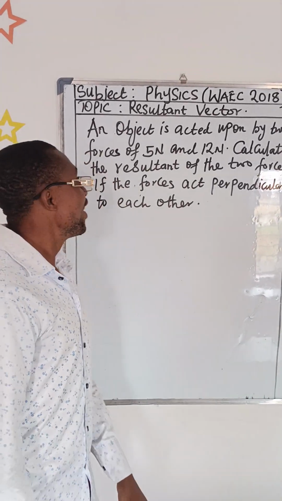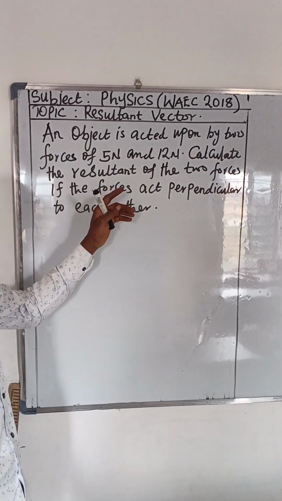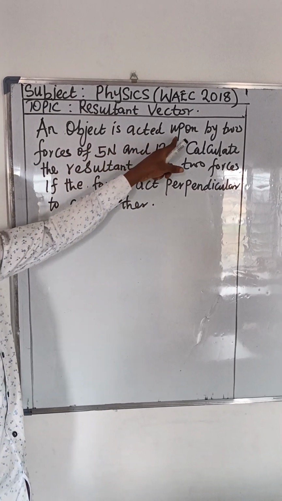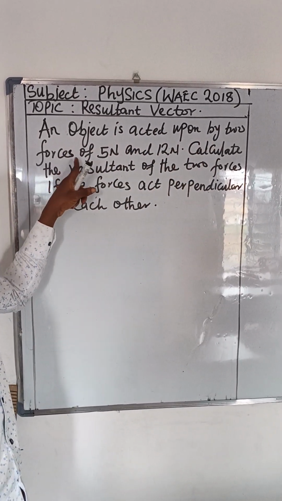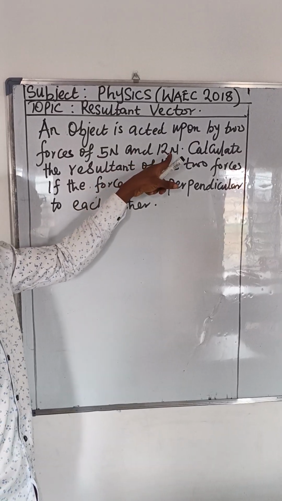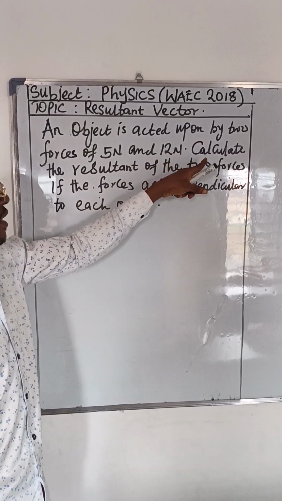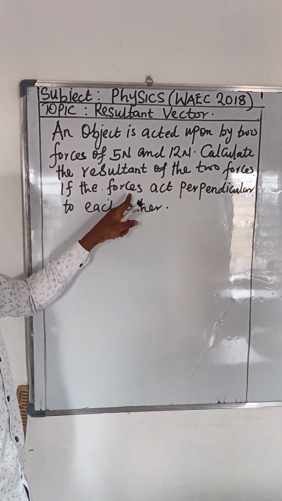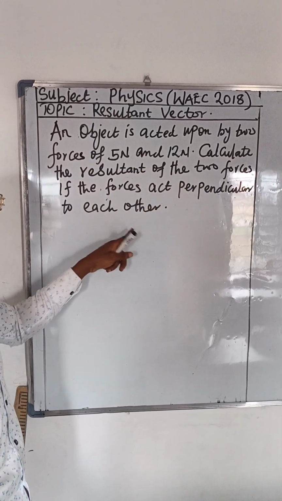Hello viewers. Now let us look at this question here. This is resultant vector. You see, an object is acted upon by two forces of 5 Newton and 12 Newton. Calculate the resultant of the two forces if the forces act perpendicular to each other.